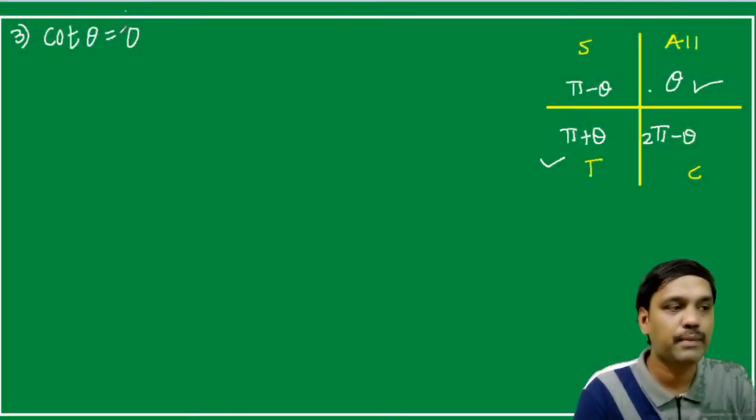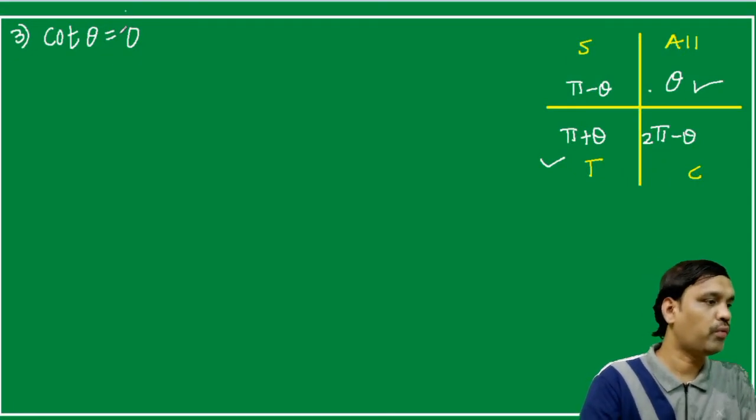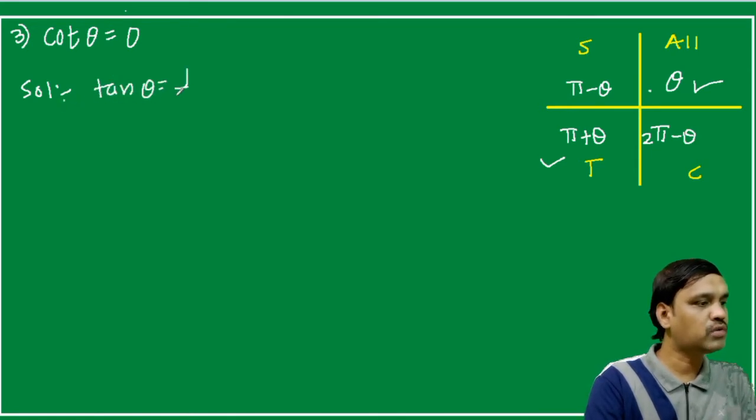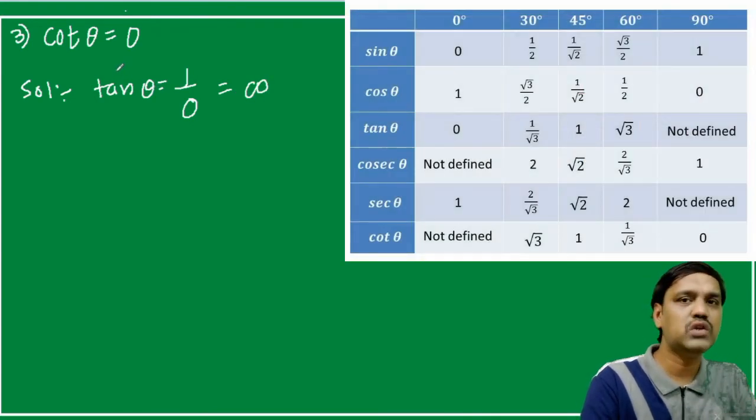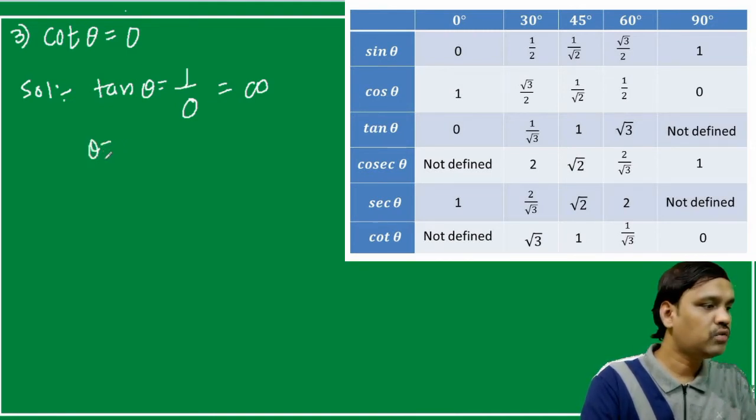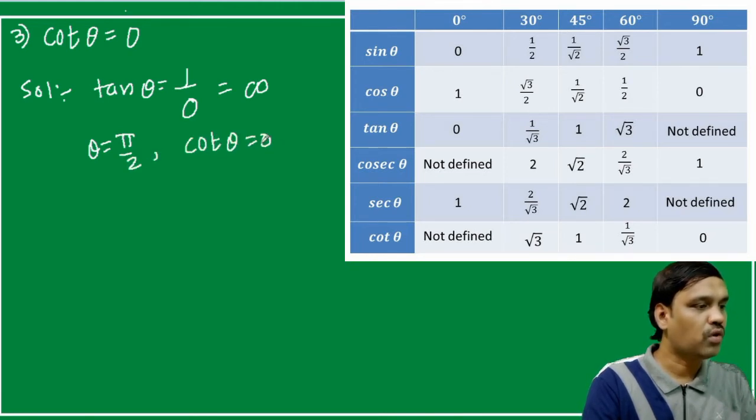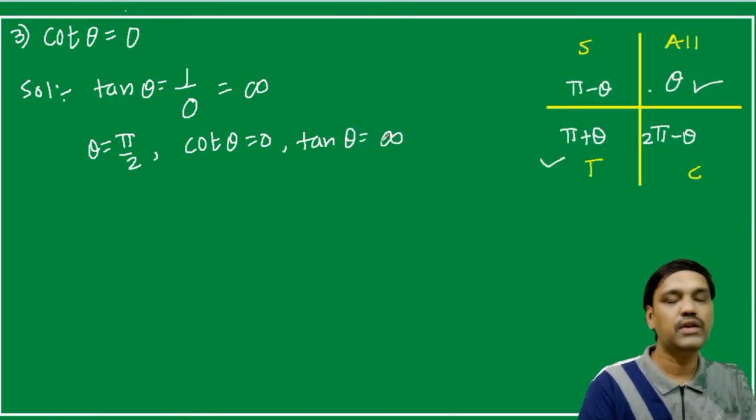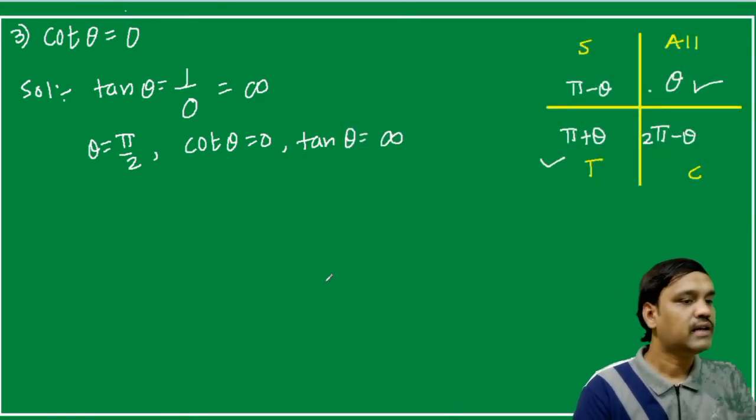Let's move to our third example. It is cot theta equal to 0. Now the solution: if you convert this into tan theta, it will be tan theta equal to 1 upon 0, which is not defined. So we all know cot theta is 0 and tan theta is not defined. At which angle does this happen? We all know when theta equals 90 degrees, cot theta equals 0 or tan theta is not defined, infinity. So we can say the first value.